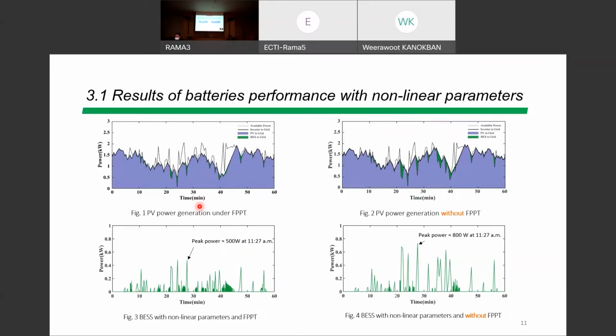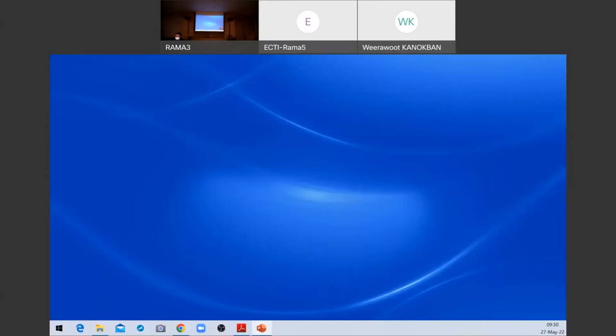Question? Thank you very much for your presentation. Try to move to the first paper. This investigation of effect of solar photovoltaic penetration in an ideal low voltage system. Paper.